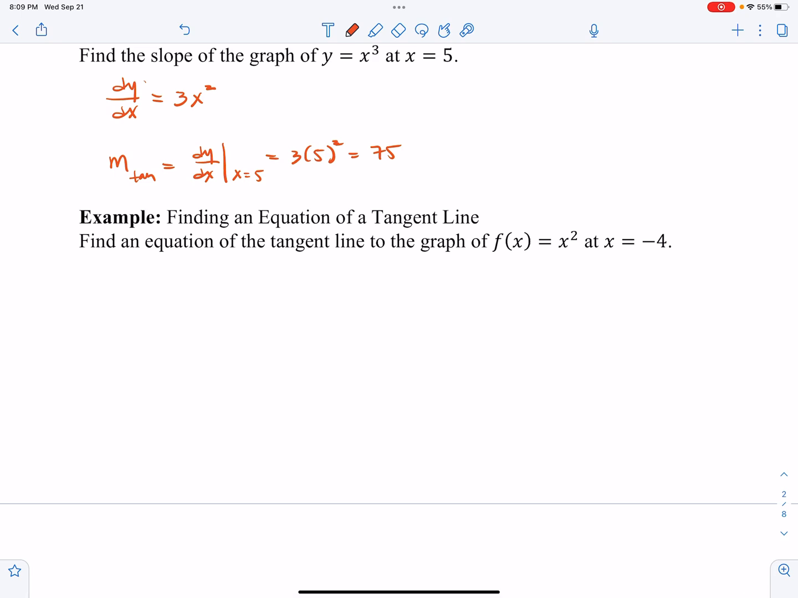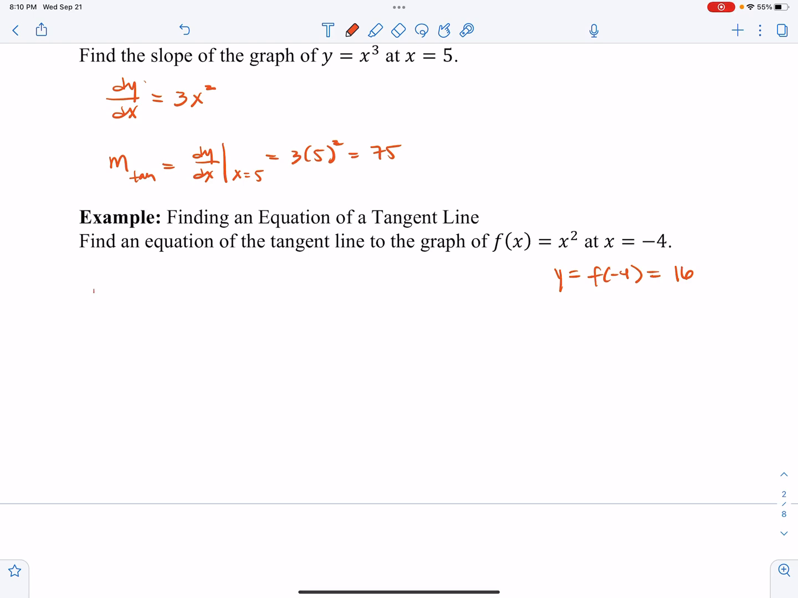Okay, now we can find the equation of the tangent line. To find the equation of the tangent line, we need a point and we need a slope. To find the point, we can find f of -4 to find the y-coordinate, right? This would be the y-coordinate. That would be 16. -4 squared would be 16.